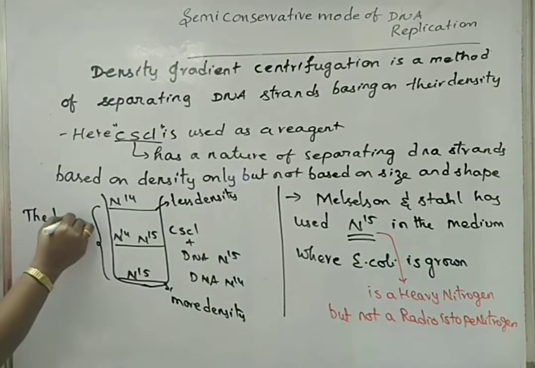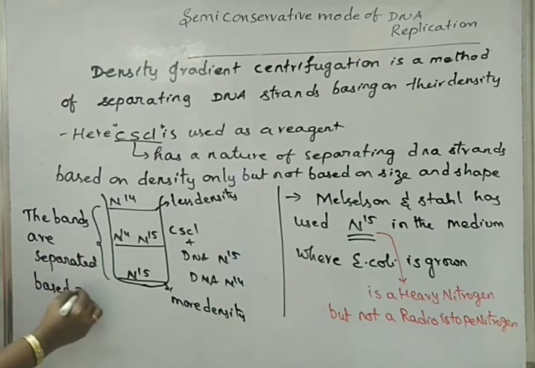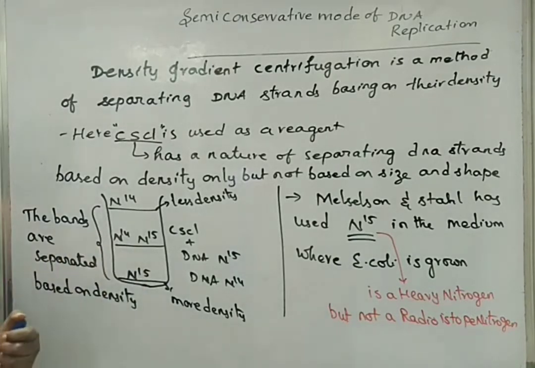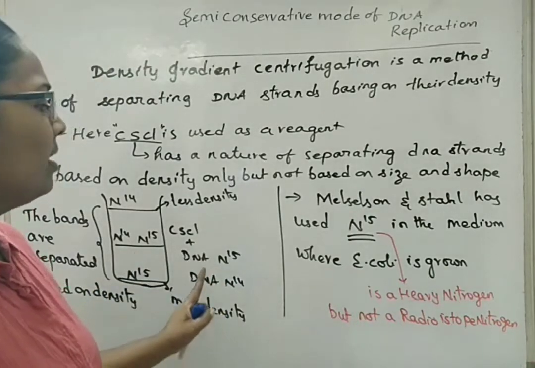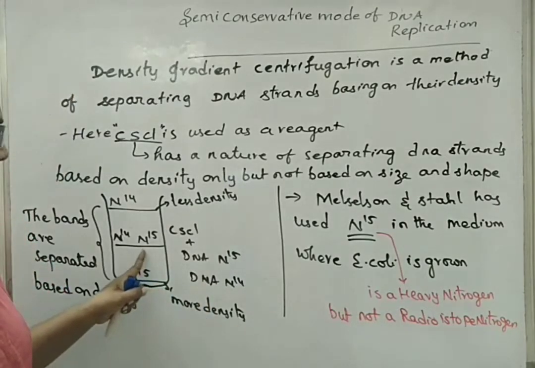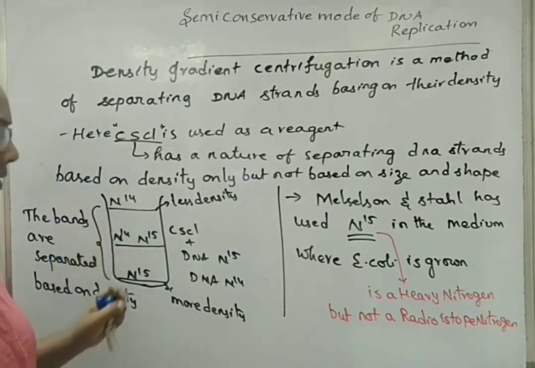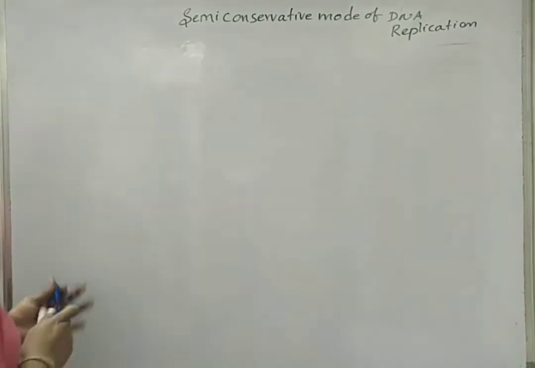The bands are separated based on density. We will see how the timing is taken by the E. coli to divide and how these DNA of different densities got separated, and how many of this intermediate hybrid DNA have been obtained, how many N14 containing DNA are obtained. Are there any names given for the DNA strands that are containing only N15, only N14?